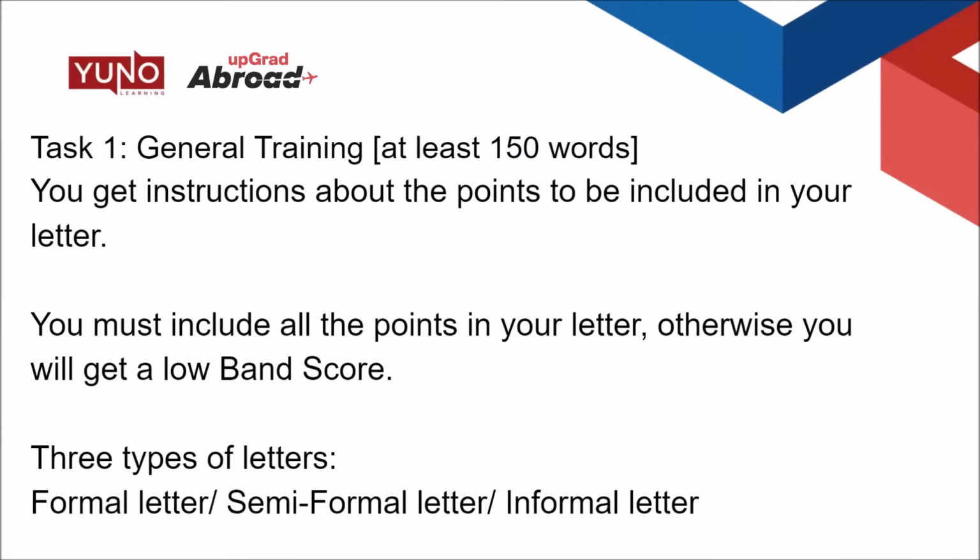So in the general training task 1 also, you're asked to write at least 150 words. Now, how do you get the letter over here? A situation is given to you and you get instructions about the points to be included in your letter. There are 3 bullet points that are given to you based on that situation. You must include all the points in your letter. Have different paragraphs for different points. Otherwise, you'll get a low band score.